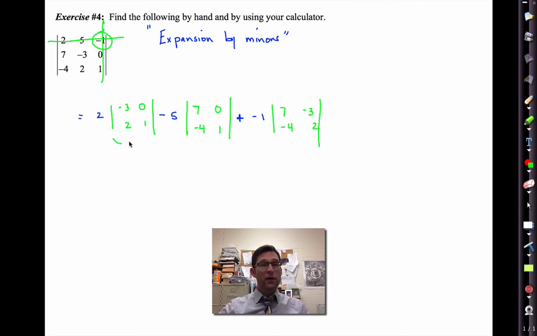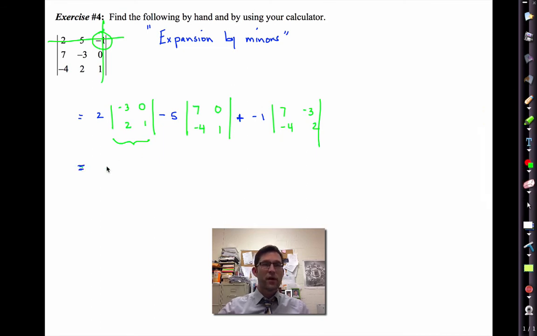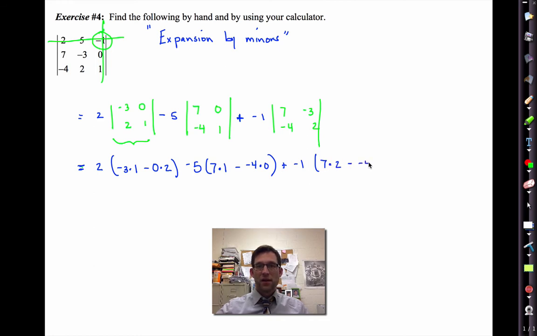Now here's the key. I already know how to do that determinant. It's easier to see on the screen. This thing is -3 times 1 minus 0 times 2, right? This one is 7 times 1 minus negative 4 times 0. I know that looks weird. And this is negative 1 times 7 times 2 minus negative 4 times negative 3.